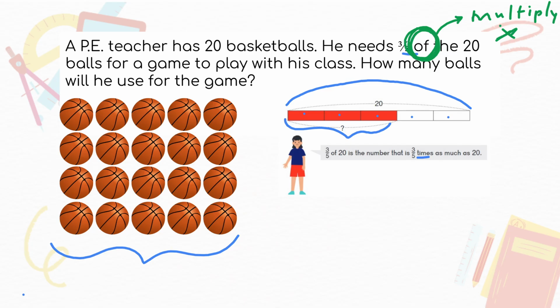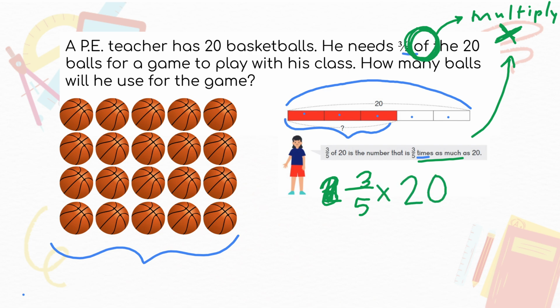Whoops. Well, that turned out bad. Multiply. When we see the word of, or if we see the phrase times as much as, those are key words that tell us to multiply. So if we're looking at this, we say that 3/5 of 20 is the number that is 3/5 times as much as 20. That's like saying, I wrote a 2 instead of a 3. Let me start over. 3/5 times 20. Now, this is looking familiar to what we've done yesterday, right?